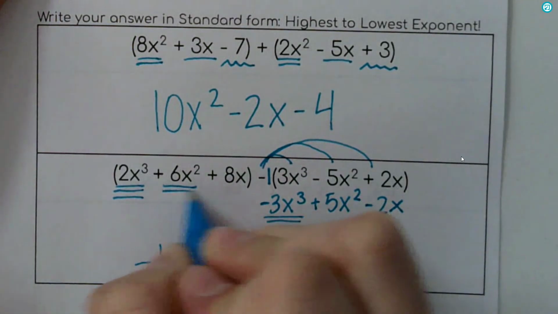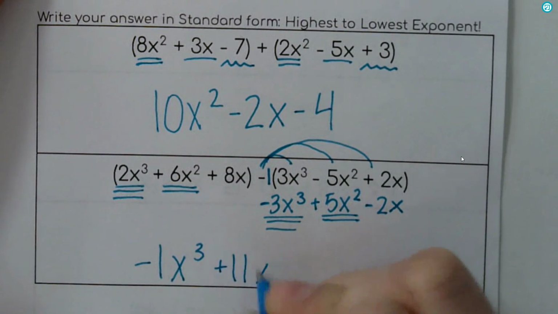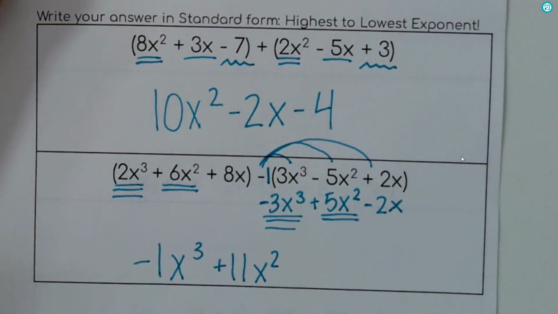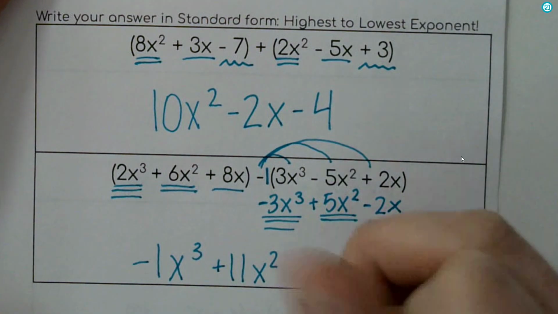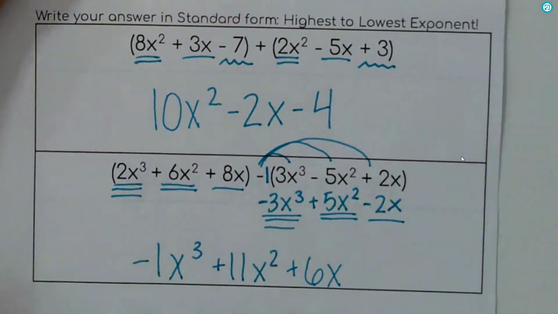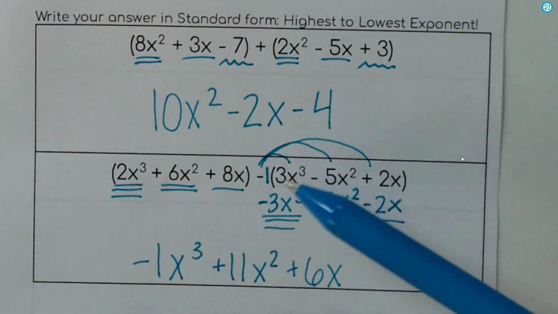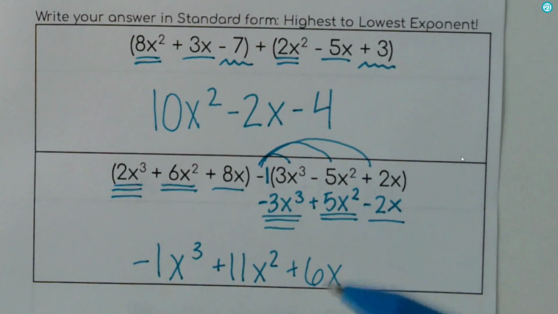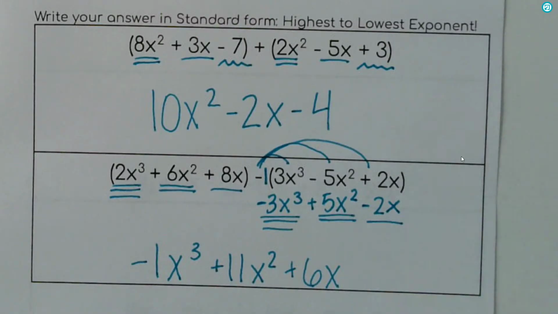I've got 6x squared and 5x squared, which is 11x squared. And then I've got 8x and negative 2x. 8 minus 2 is 6x. It is 100% easier to remember to distribute a negative 1 once and then be good to go than to remember every time you go back, oh wait, but that one should be the opposite sign. So take this time to distribute your negative.